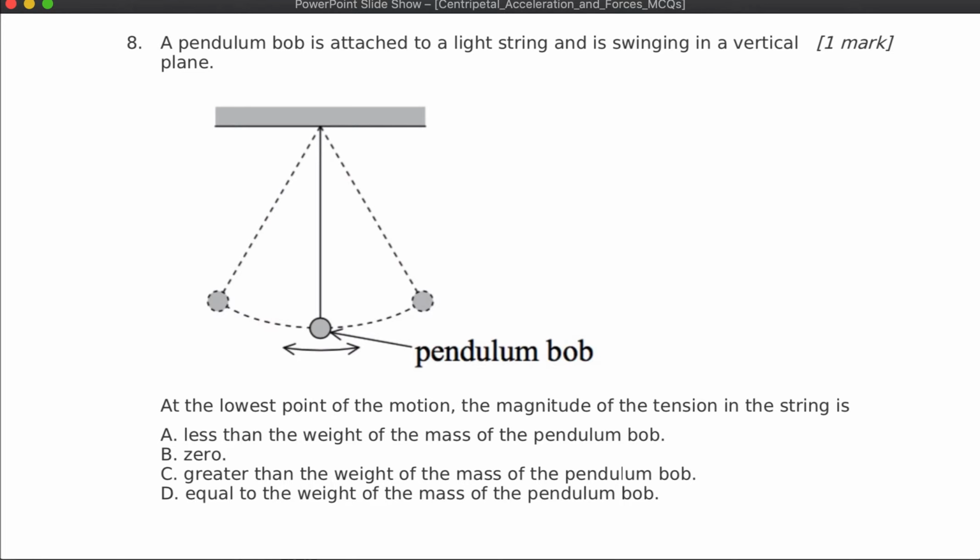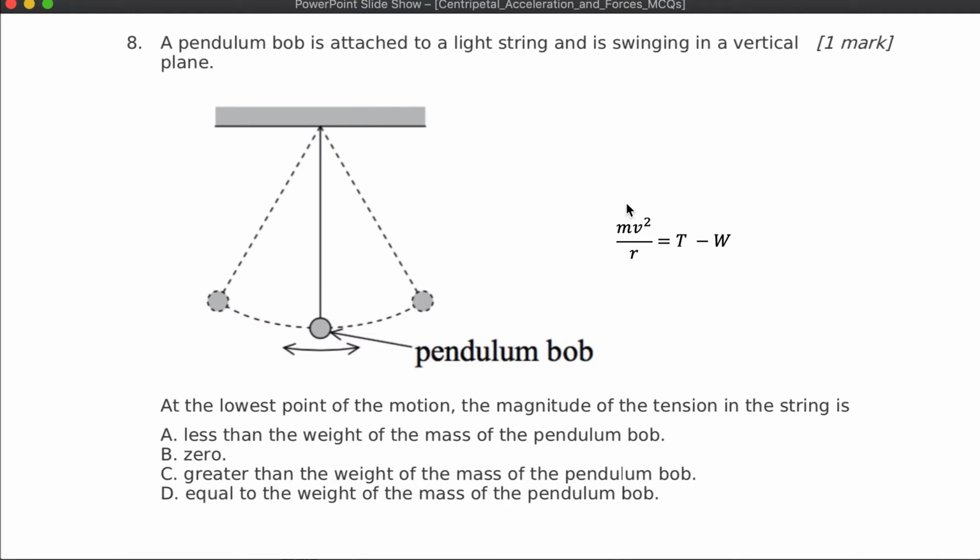Again, this is our same idea here. Instead of going in a vertical circle, we're doing a vertical pendulum. However, really the physics is the same. At this bottom point, we're doing circular motion. We've got a weight acting down and tension going up. And so the tension take away the weight is the resultant force.